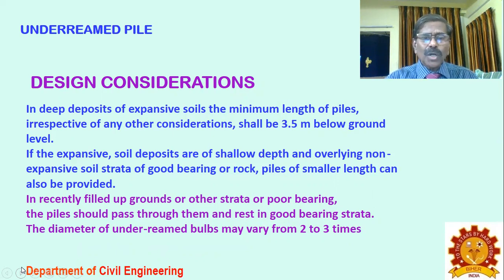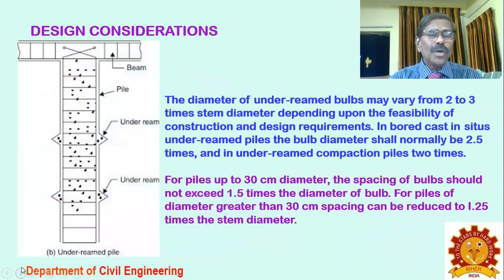In recently filled up grounds or other strata, poor bearing capacities are there, but normally the diameter of the bulb should be 2 to 3 times the diameter of the pile. You cannot have a small bulb like the one shown in the figure and call it an under-reamed pile. It should be 2 to 3 times the diameter of the pile, otherwise these under-reamed piles are useless piles. So the under-ream should be as per the code of practice.